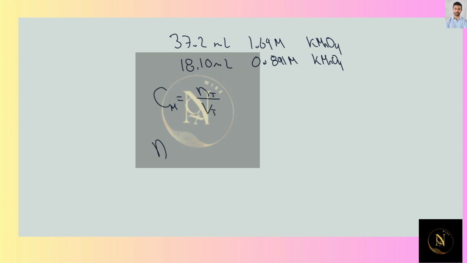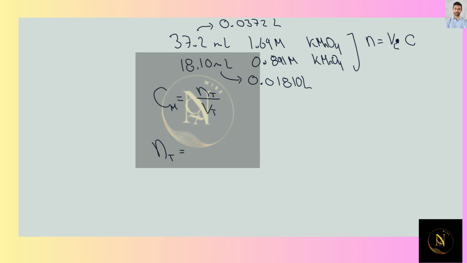So the total amount of mole is going to be given by the products of the volumes times the concentration. Remember that the volume needs to be in liters. In this case, we can transform directly milliliters into liters by simply employing a factor of 10 to the minus 3. So, for example, 37.2 milliliters corresponds to 0.0372 liters. And similarly, 18.10 milliliters corresponds to 0.0181 liters, just to keep all of these appropriate significant figures.